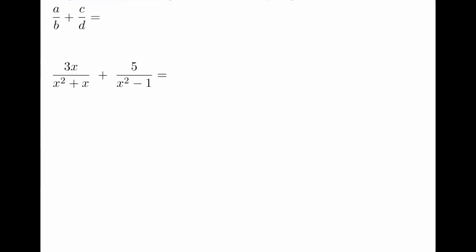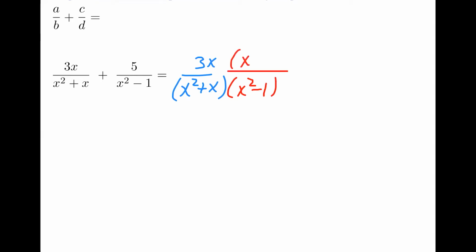You can do that very same thing with this slightly more complicated looking, but ultimately more or less the same kind of problem here. We can take 3x over x squared plus x, and we can give it a denominator that's going to be the product of these two denominators. So we'll multiply by x squared minus 1 down here, and we better also multiply by x squared minus 1 up there.